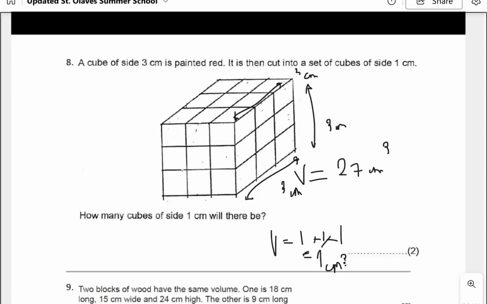So the fact that we're painting it red doesn't really have anything to do with the question. To figure out how many boxes we get, we just get 27 divided by 1, which is equal to 27 boxes.